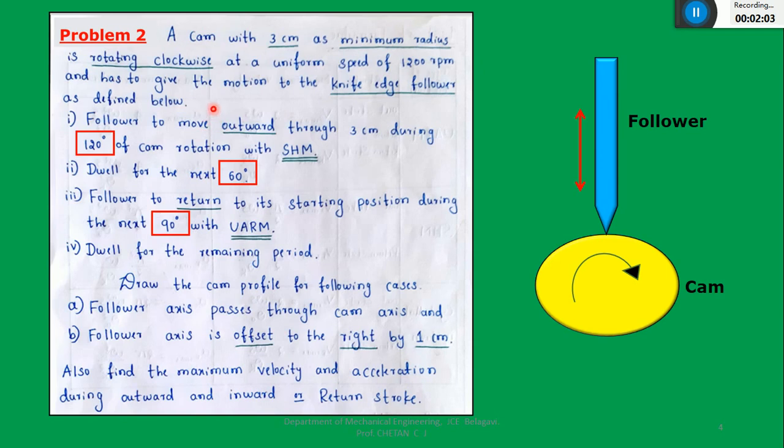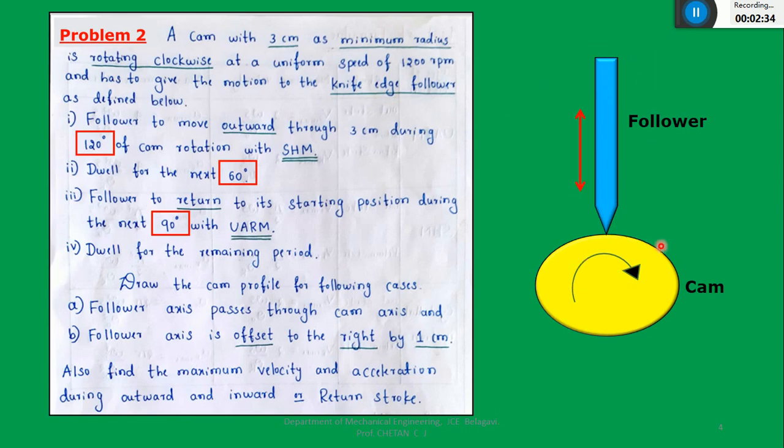It is also given that the cam is rotating with a speed of 1200 rpm. It means the capital N is given, the speed of this cam, that is 1200 rpm. And also the type of follower is a knife edge follower. Just confirm this. Sometimes it may be a roller type also, for which there is a separate method. I'll confirm that the type of follower is knife edge. So you can see this is the knife edge follower.